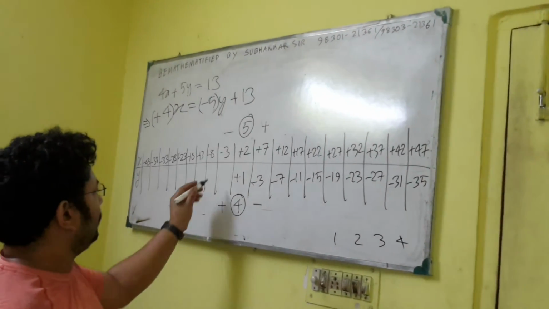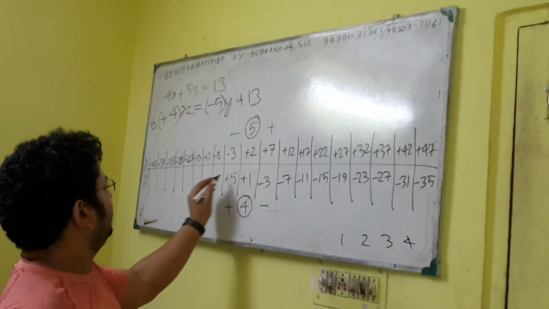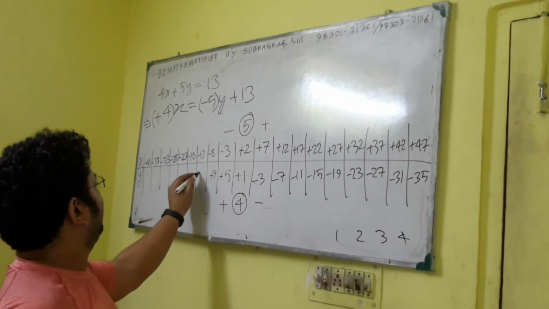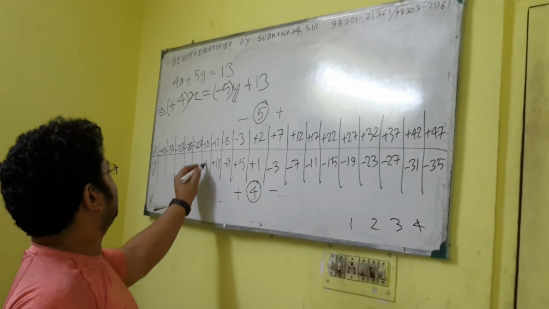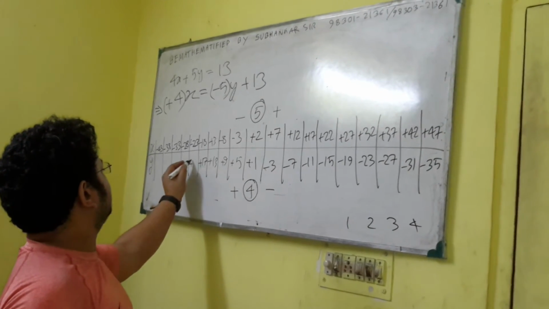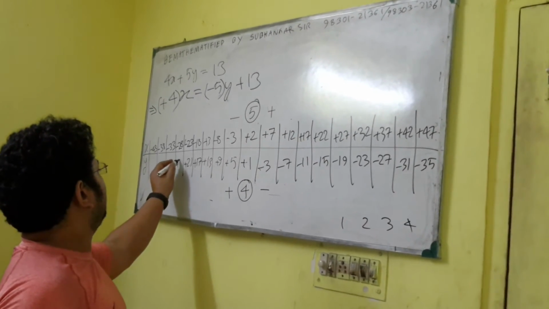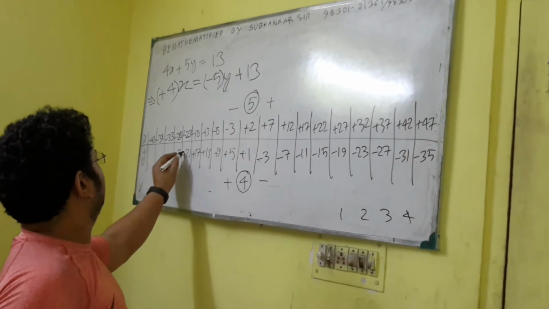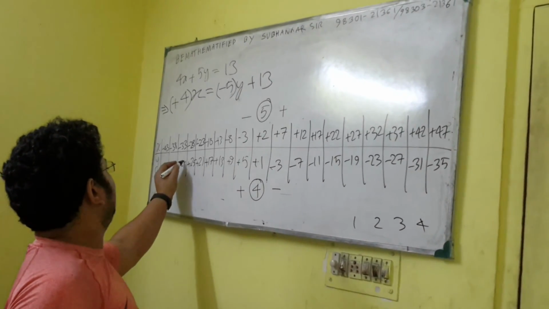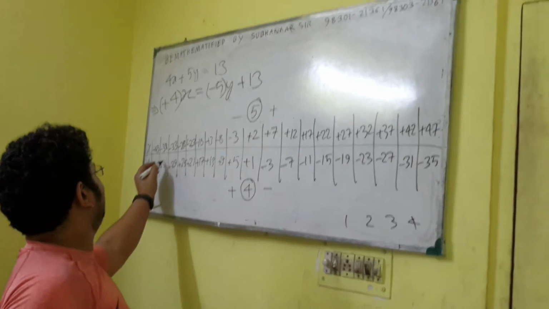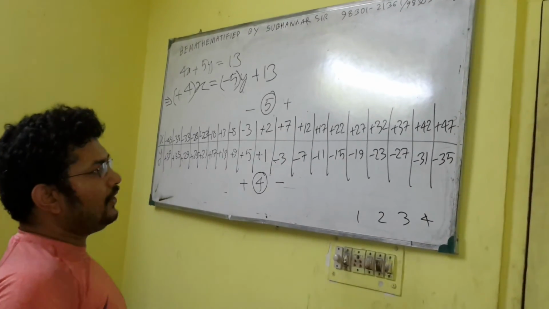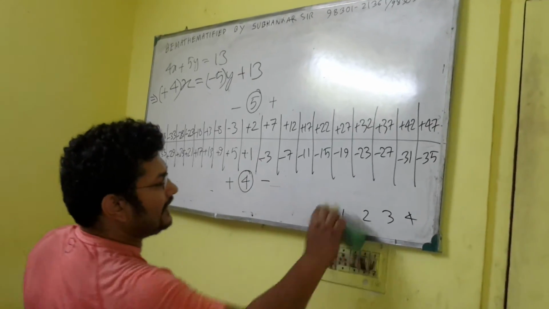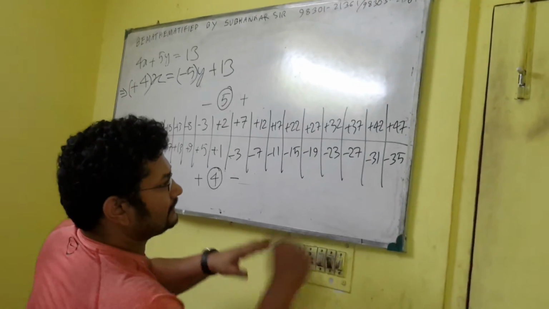Similarly, it will increase by 4. So it will be plus 5, plus 9, plus 13, plus 17, plus 21, plus 25, plus 29, plus 33, plus 37. Now, if I am wrong, my chances of getting it wrong will be highest in these two cases.